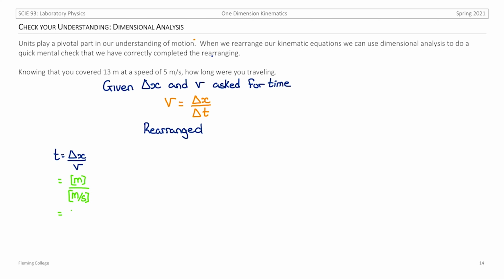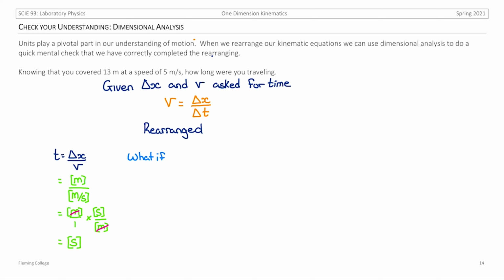Now remember, whenever you're multiplying and dividing fractions, you have to be careful. When you divide fractions, we actually multiply by the flipped over version of the bottom fraction. So this is the same as saying meters over an imaginary 1 multiplied by seconds per meter. And when we simplify this, we see that we end up with units of seconds, which is really good because that's how we measure time.